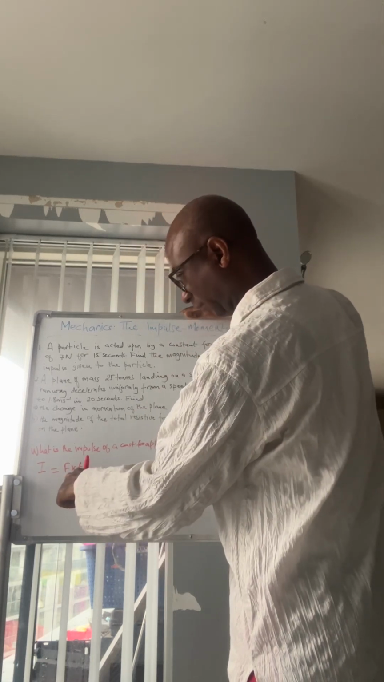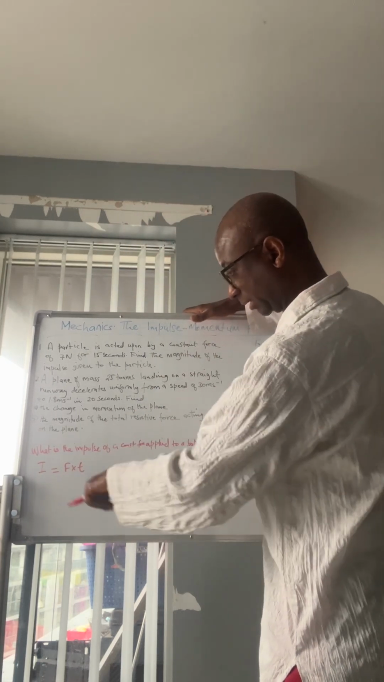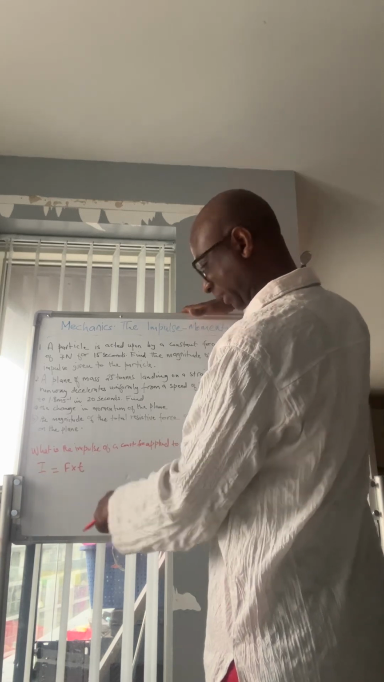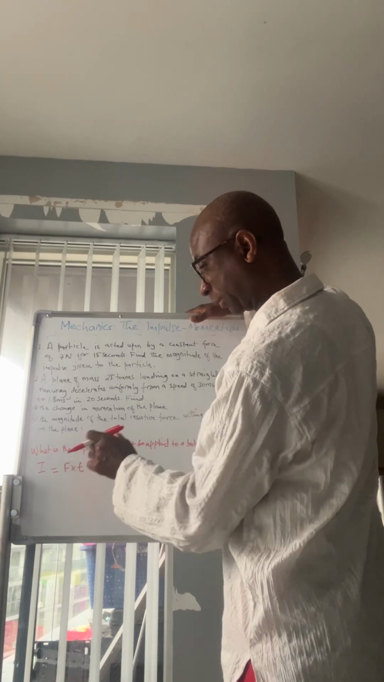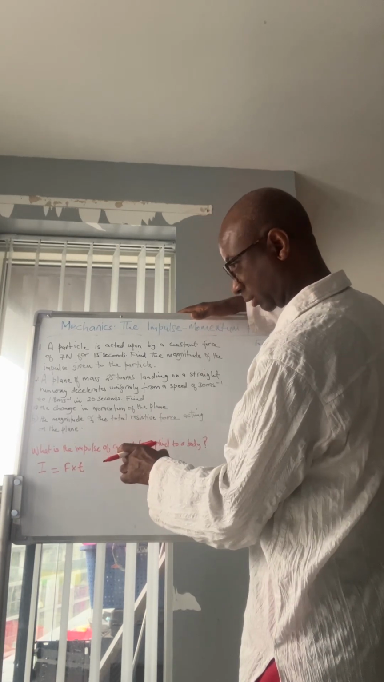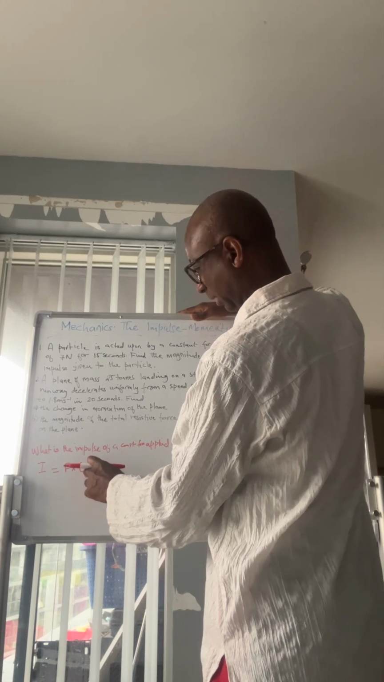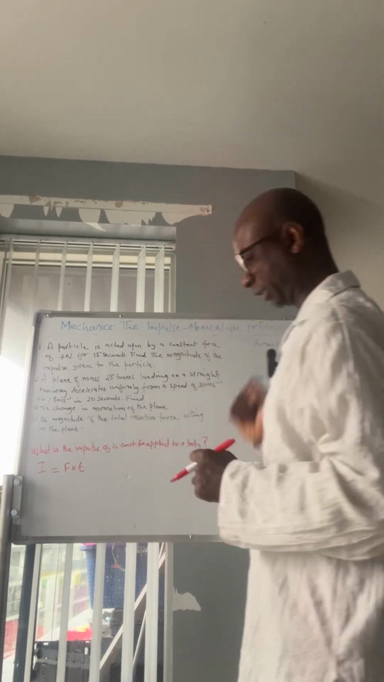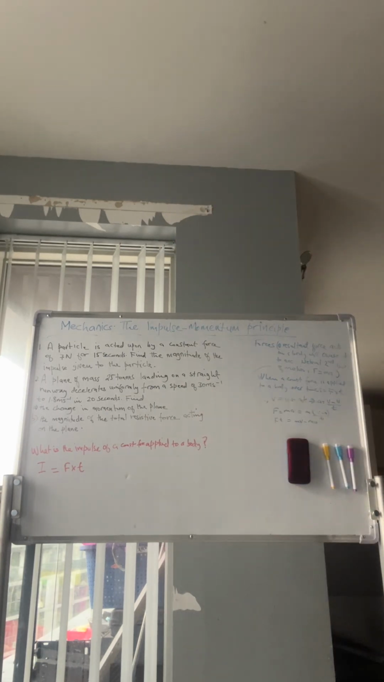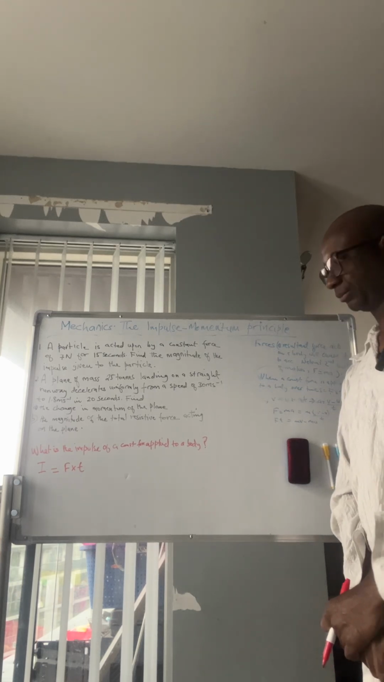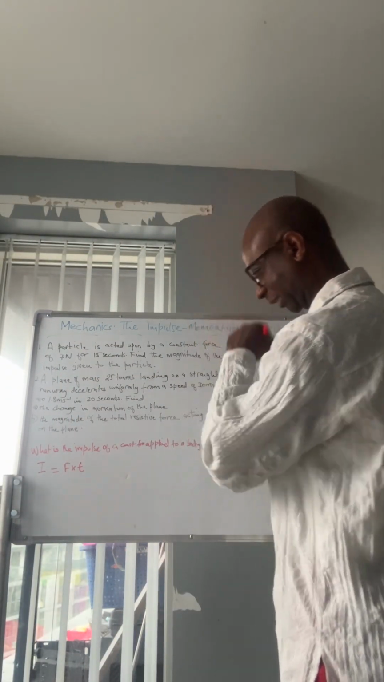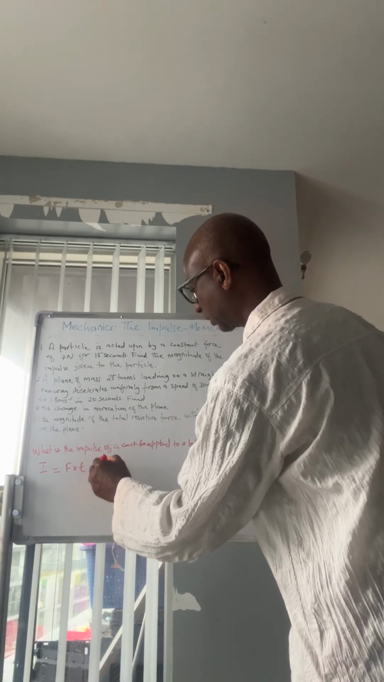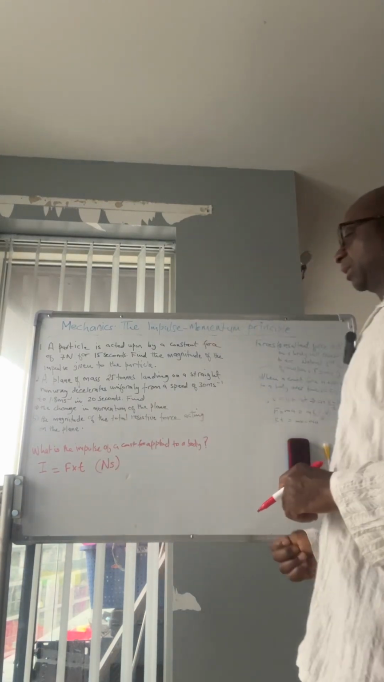F is the force applied on the body, in newtons, multiplied by the time, that is the period in which that force is being applied on the body, and that time is expressed in seconds. This is the impulse. Force times time, newtons times seconds. Let me put newton seconds. This is the unit.